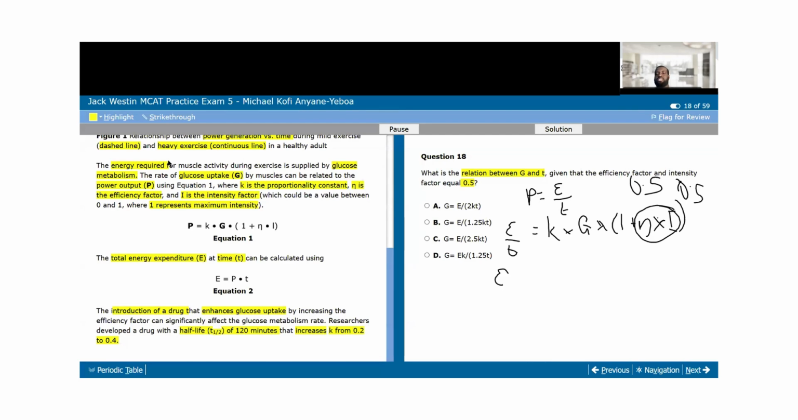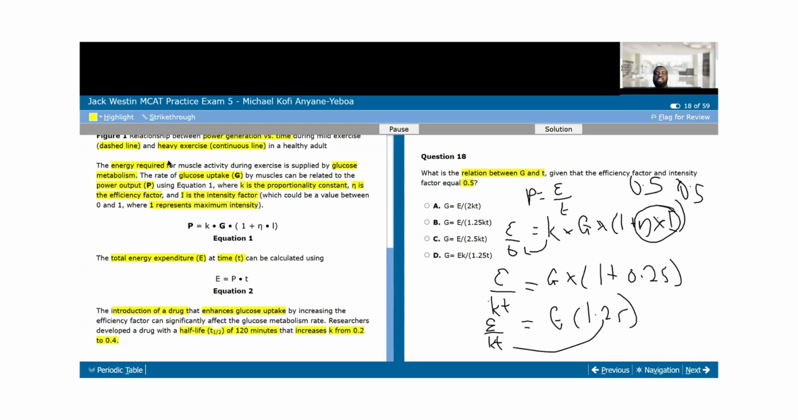E divided by KT, I'm just bringing this down. It's going to be my G multiplied by 1 plus, and 0.5 times 0.5 will be 0.5, right? And this gives me E divided by KT. It's going to be G 1.25. From here, I don't even need to think. I'm looking for 1.25 here.